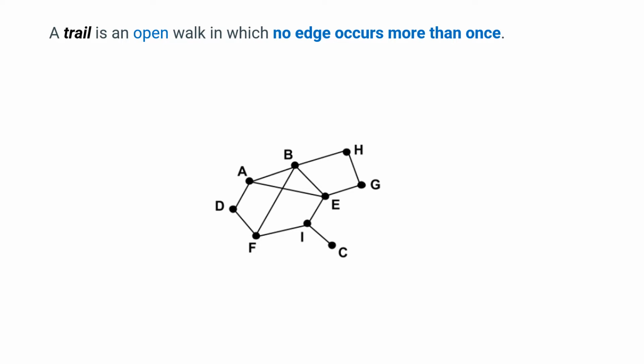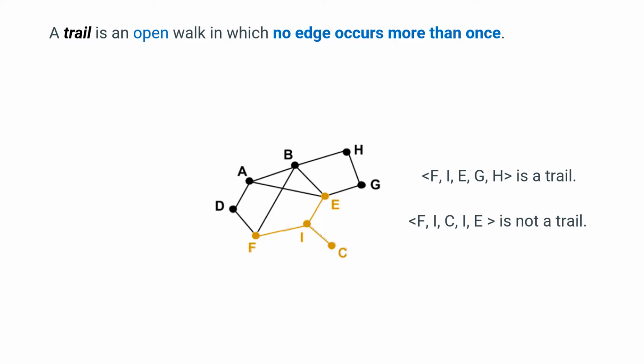So a trail is an open walk. You're not going to end up back where you started, but no edge occurs more than once. You're just going along a trail. You're not going to retrace any steps or go over an area more than once. So FIEGH. See where that goes? That is a trail. Starts at F, goes to H. It's a walk, right? Because it has to be a walk before it can even be considered a trail. And it's a walk because there were edges there. And it's an open walk, but no edge occurred more than once, so we would call that a trail.